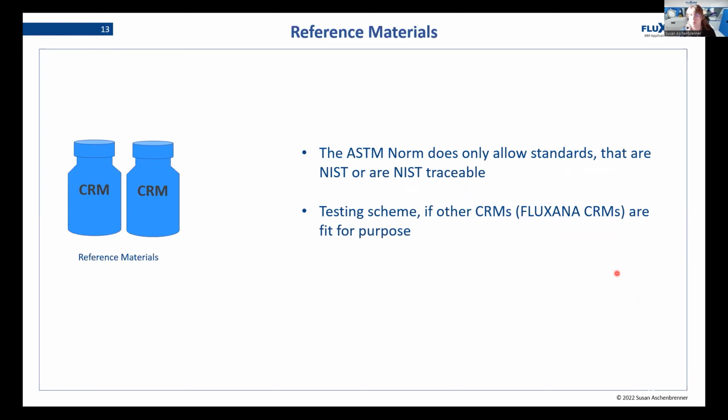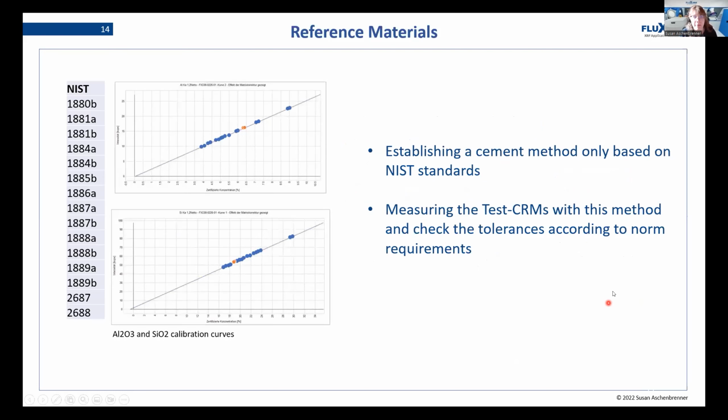So what did we do? We have a bunch of FLUXANA CRMs. Now we could say, okay, we cannot use them. But what we did is we created a testing scheme, and we wanted to know if other CRMs, in this case mostly FLUXANA CRMs, are fit for purpose. This is also transferable to other CRMs, but in this case, we are looking at FLUXANA CRMs. So how did we do it?